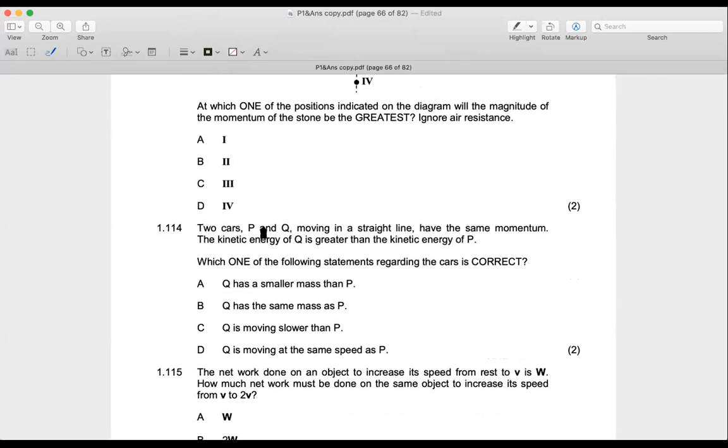Okay, 114. Two cars P and Q are moving in a straight line. They have the same momentum. The kinetic energy of Q is greater than the kinetic energy of P. Which one of the following statements regarding the car is correct? Q has a smaller mass than P.